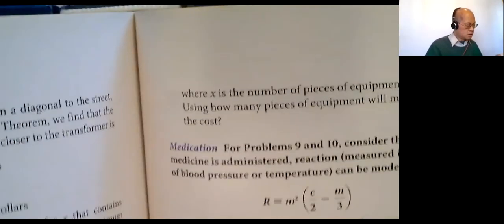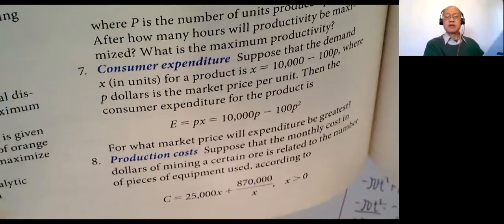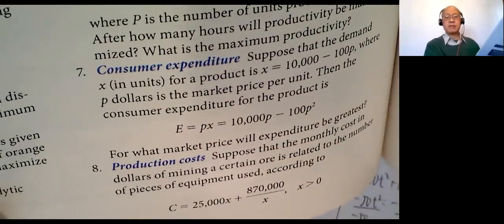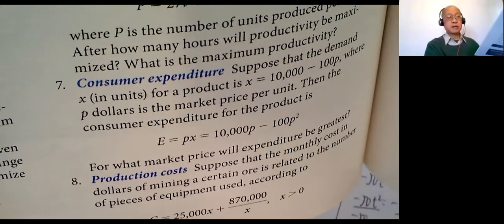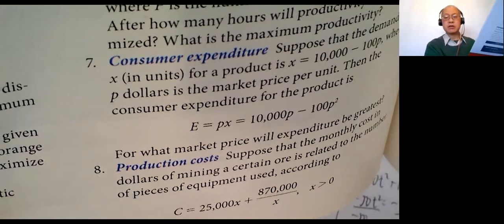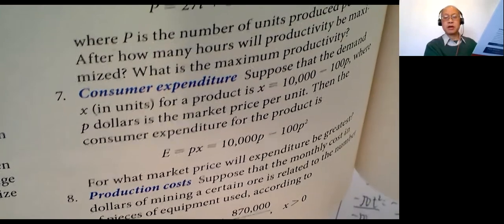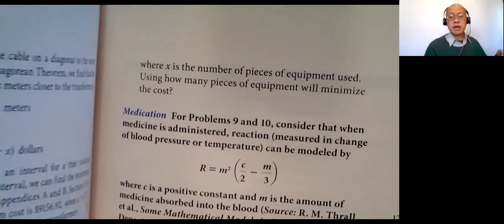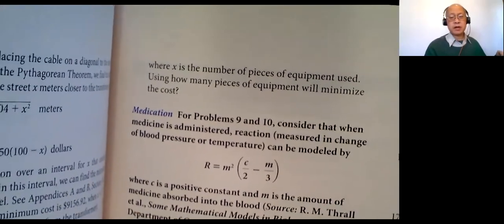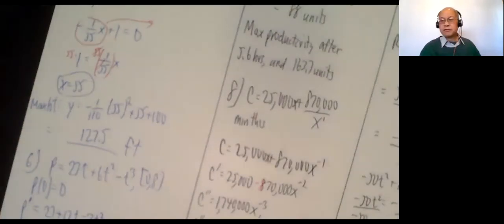All right, number 8. Sorry, this is the best I can do because I'm using the document camera. But C is 25,000 x plus 870,000 over x, x greater than 0. Suppose that the monthly cost in dollars of mining a certain ore, blah, blah, blah. Okay. x is the number of pieces of equipment. How many pieces of equipment will minimize the cost? Okay, so minimize cost. Something we want to do.